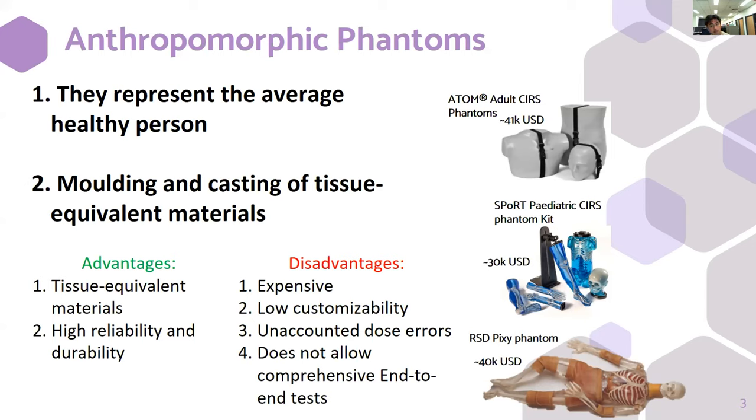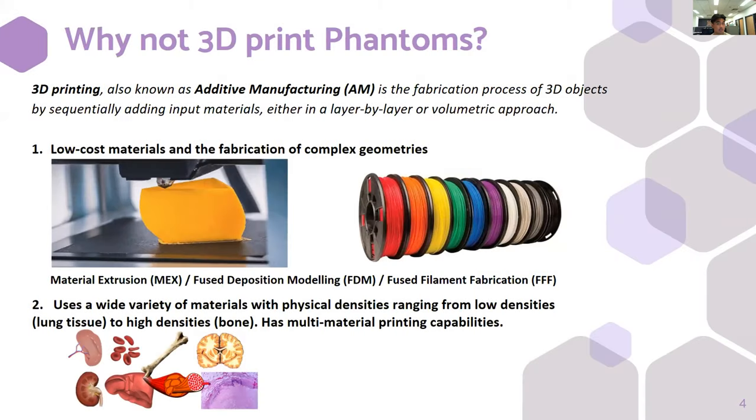However, disadvantages include high manufacturing and material costs, limited customizability, where some phantoms only allow the insertion of generic tumor shapes and sizes, the unaccounted dose errors caused by the inaccurate representation of patients' proportions and pathologies, and lastly, these commercial phantoms do not allow comprehensive end-to-end testing of complex treatment plans, particularly for obese patients or for patients with tiny or cavitating lesions. Now, to address these disadvantages, why don't we use 3D printing?